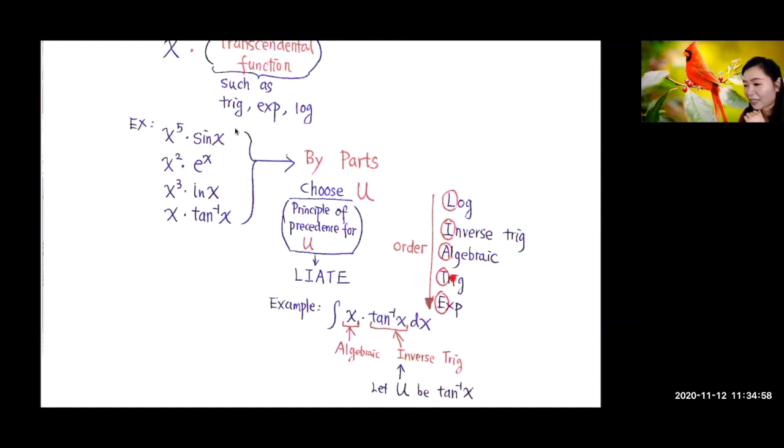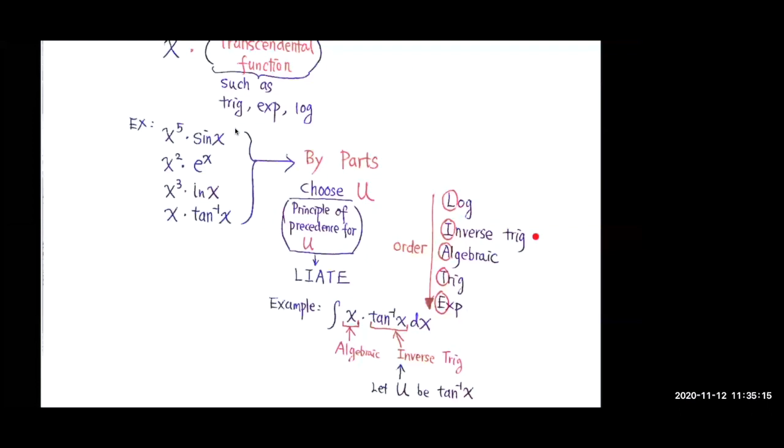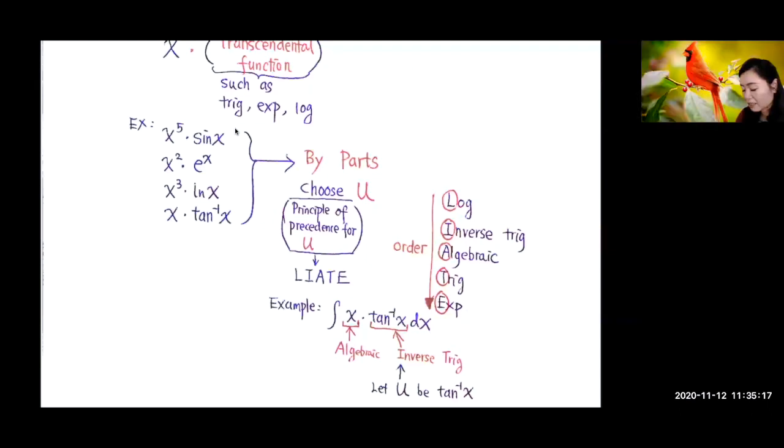So the order here is, first, if you have a log function inside, you let u be the log function first. If you don't have a log function, you let u be the inverse trig function. After that, if you don't have that, then you choose u to be an algebraic function, and then after that, trig function, and exponential function at the end. So go by this order when you choose u. So that's the trick.